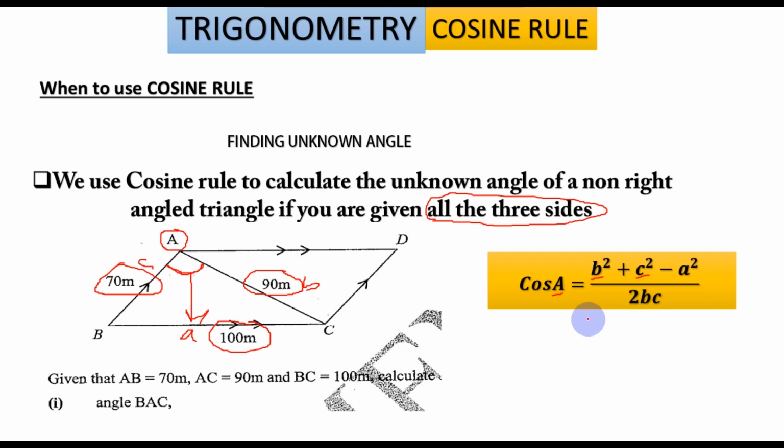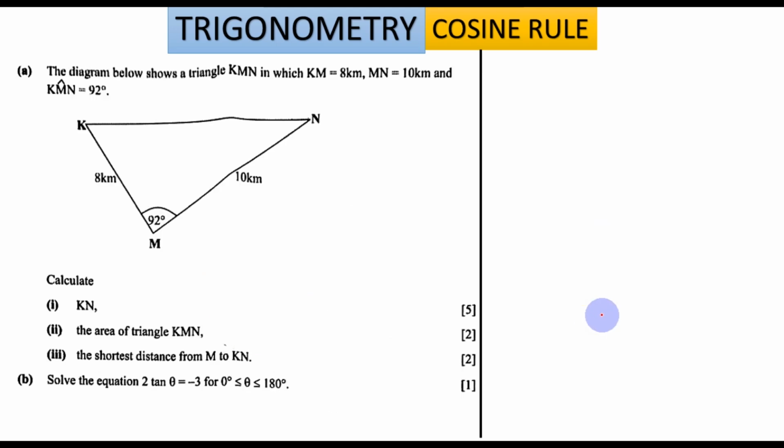All right, let's try it on a practical question. How can we find this question? An examination question now, all right? So now here, the diagram below shows a triangle KMN in which KM is equal to 8 kilometers, MN is equal to 10 kilometers, and angle KMN is equal to 92 degrees.